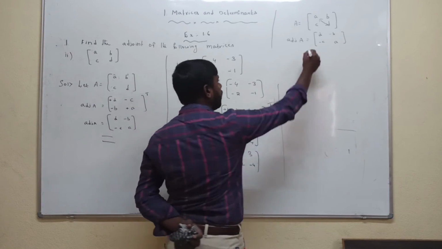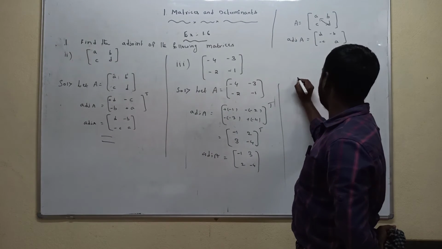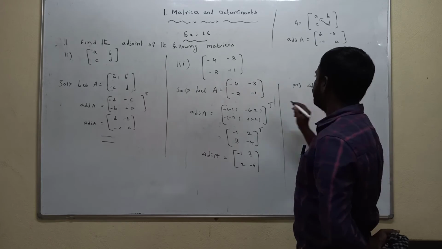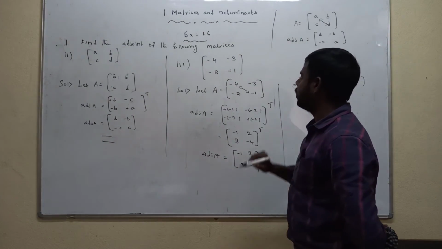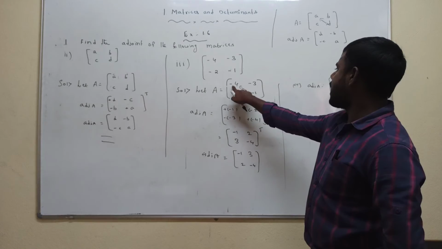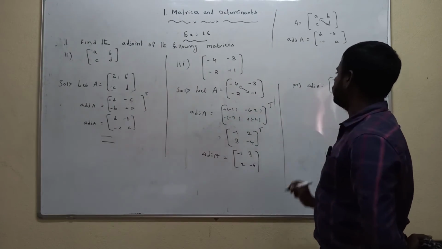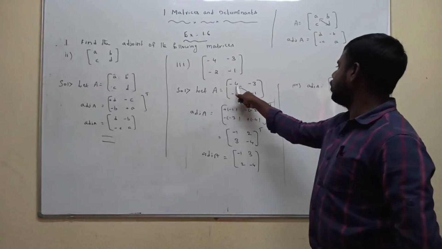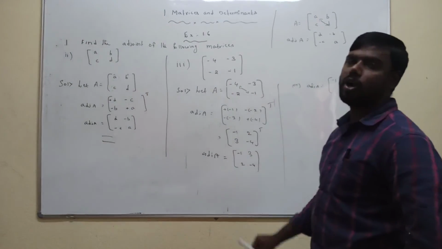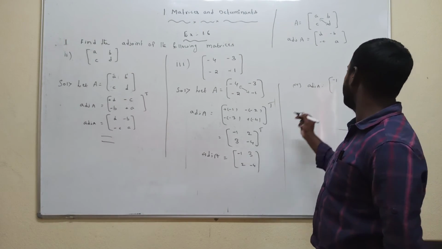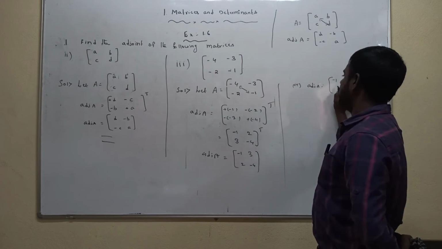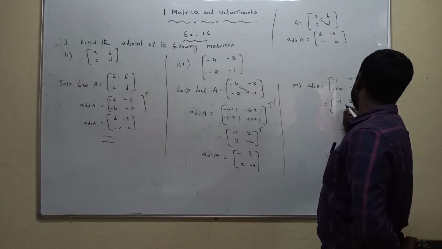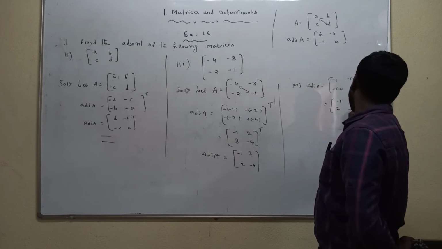Now applying the shortcut method. See the direct adjoint of A. Adjoint of A means these two numbers are interchanged: -4 is replaced with -1 and -1 is replaced with -4. These two numbers are not interchanged, we only add a negative symbol. That's why minus of -3 is plus 3, and minus of -2 is plus 2.